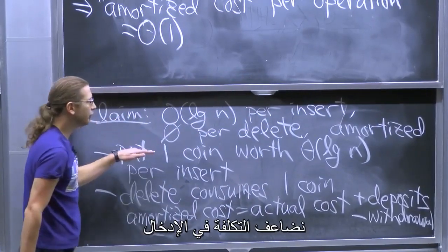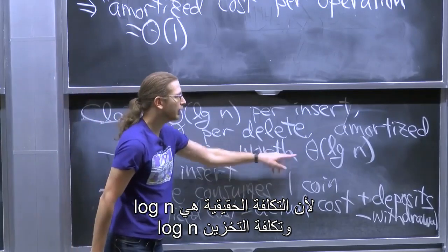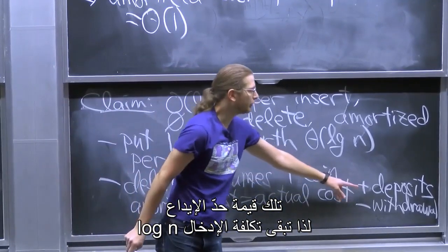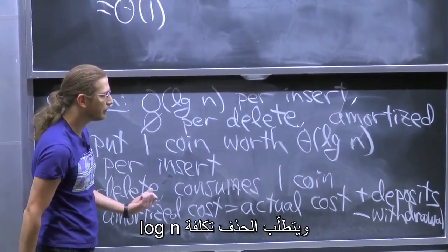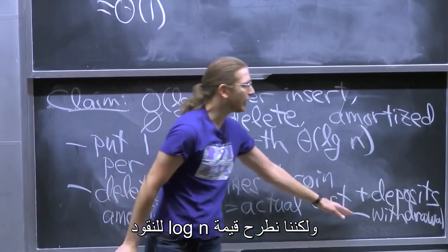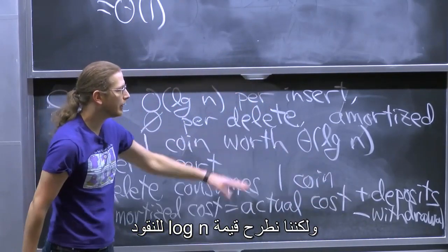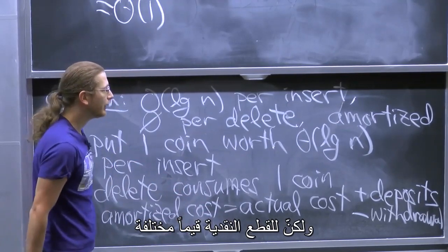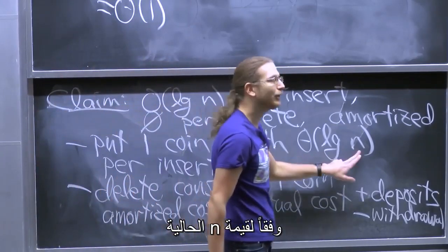OK, so insertion, we just double the cost because we pay log n to do the real thing, and we pay log n to store the coin. That's the plus deposit part. So insertion remains log n. And then deletion, we pay log n to do the deletion, but then we subtract off the coin of value log n, so that hopefully works out to 0. But again, we have this issue that coins actually have different amounts depending on what the current value of n was.